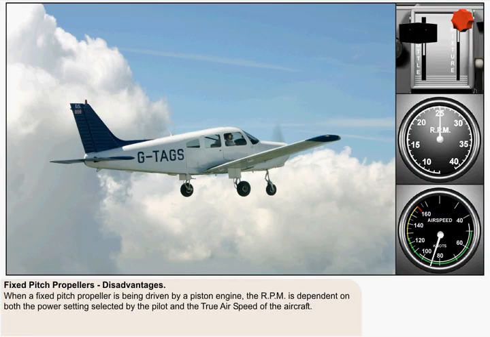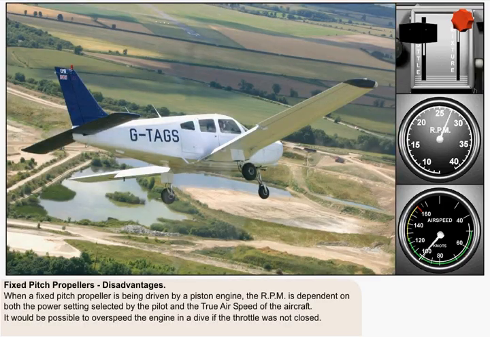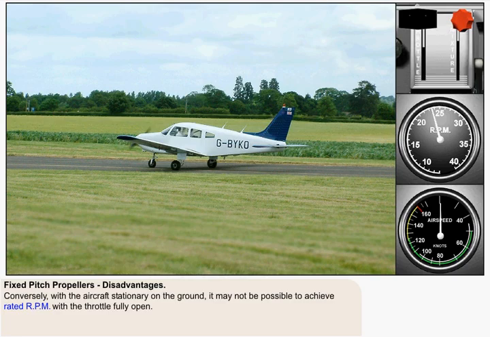When a fixed-pitch propeller is being driven by a piston engine, the RPM is dependent on both the power setting, throttle position, selected by the pilot, and the true airspeed of the aircraft. It would be possible to overspeed the engine in a dive if the throttle was not closed. Conversely, with the aircraft stationary on the ground, it may not be possible to achieve rated RPM with the throttle fully open.